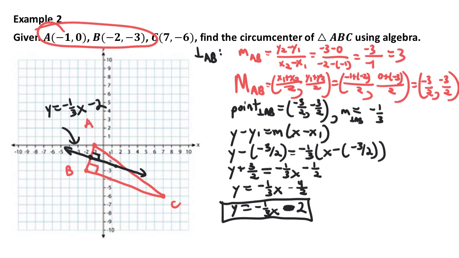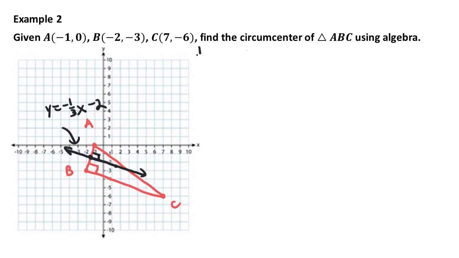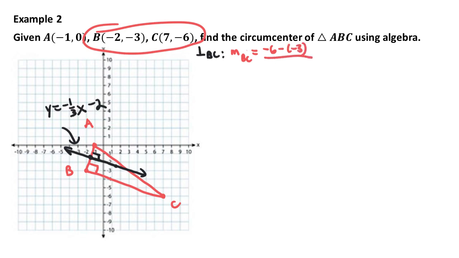Great. Now let's erase and start on the next perpendicular bisector. Let's get the perpendicular bisector of BC. How do we do that? Well, first we need to get the slope of BC. Let's focus our attention right here. Negative 6 minus negative 3 over 7 minus negative 2, which is negative 3 over 9, or negative 1/3.